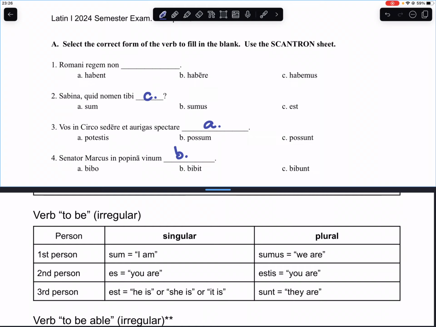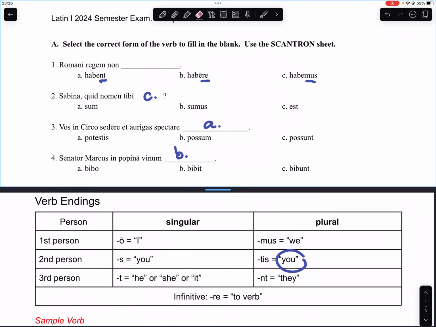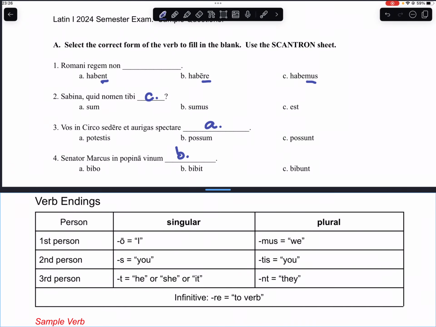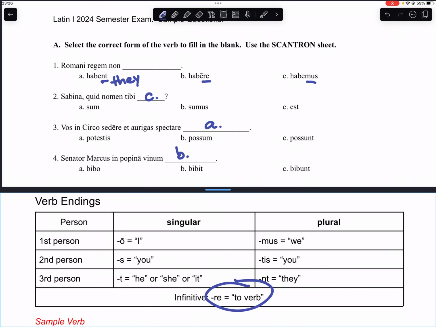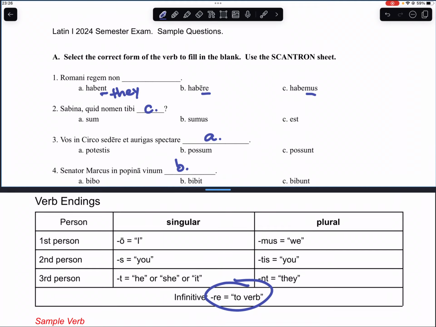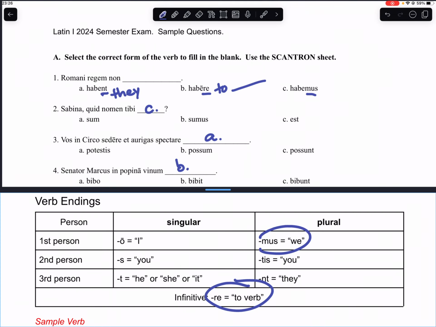Okay, and then the last one here, Romani regem non habent. Right? Again, you need to look at these endings. What you want to do is try to match them up with the noun that you have as the subject. So -nt, as you know, means they. -re, we know that's the infinitive form, so that's to. And then whatever this verb means. And habemus, -mus means we, and so we're going to have we.